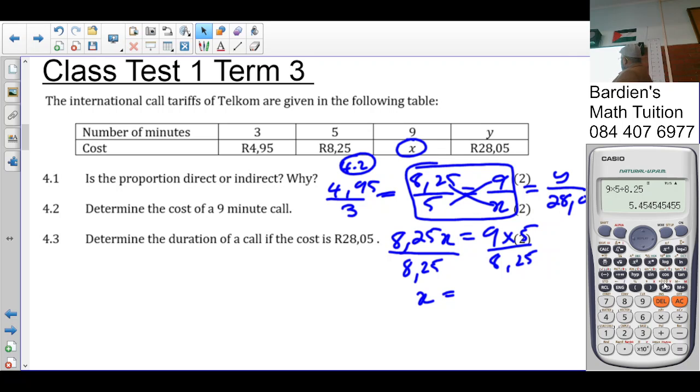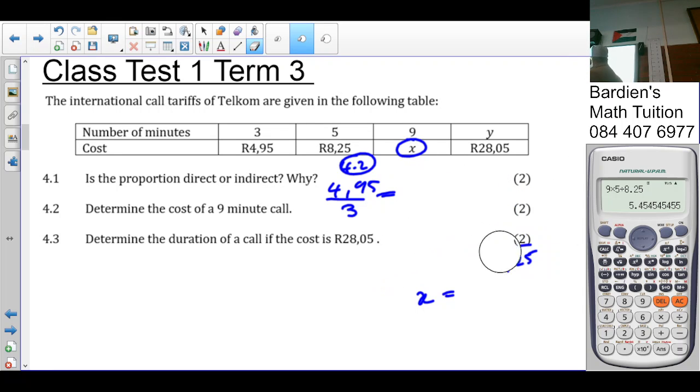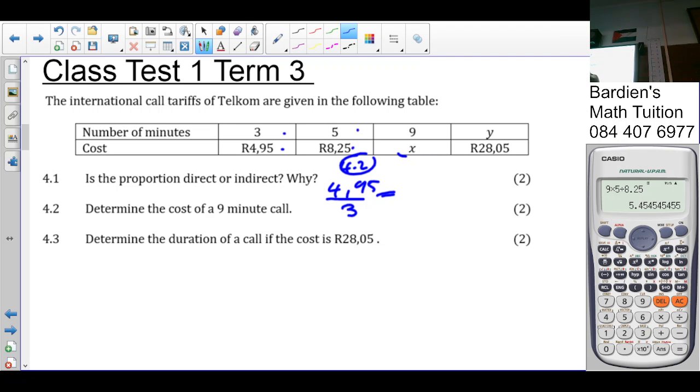Okay, 8.25. So you said, sorry, you didn't inverse 9 over x. Oh, I see my mistake. Yes, thank you. My ratio is wrong. Sorry about that. So it's going to be that over that, that over that. So it's 8.25 over 5, which is equal to x over 9.